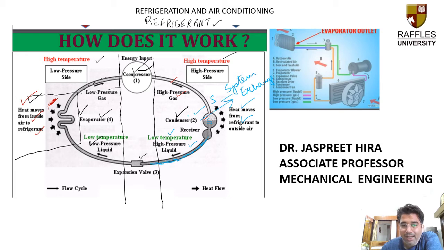Now this particular expansion device expands and converts this high pressure liquid to a low pressure liquid. So the expander is expanding, maintaining the pressure lower than the pressure received from the condenser. Once it passes through the expansion valve, it enters into the evaporator. Similarly, the cycle goes on and the process is completed.